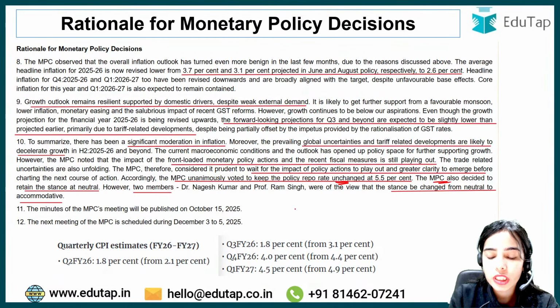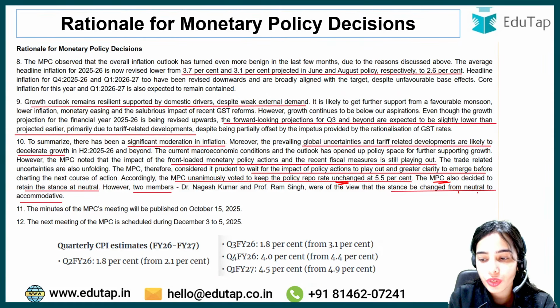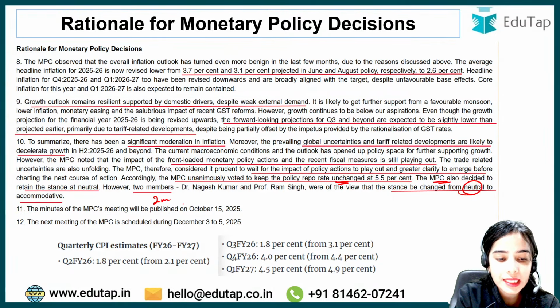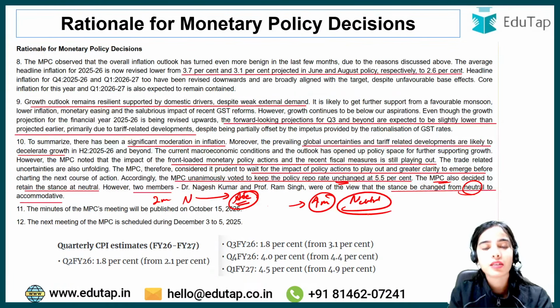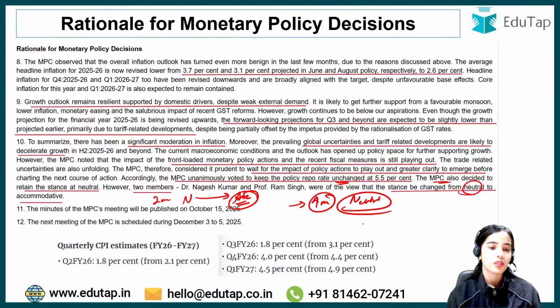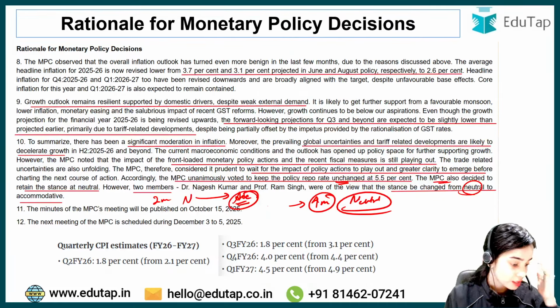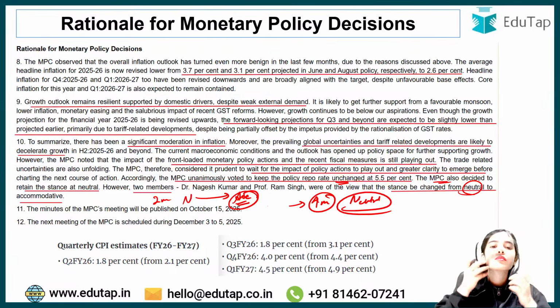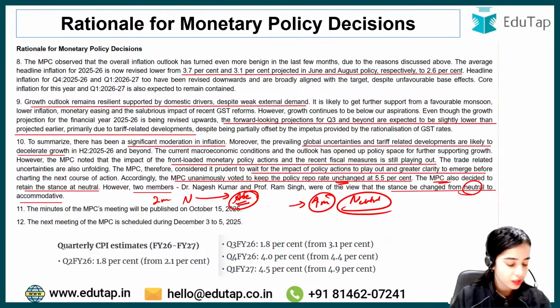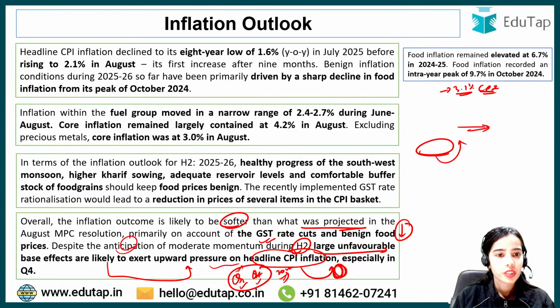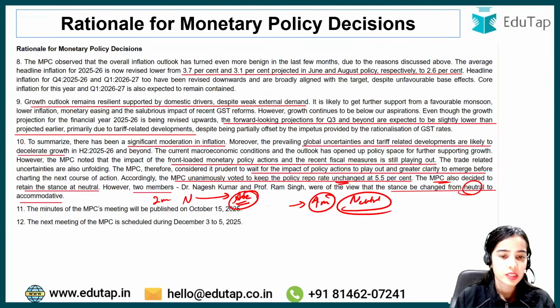The MPC has also decided to keep the stance neutral, but actually there were 2 members who said that the stance should be changed from neutral to accommodative. Okay, but the other 4 members said that the stance should be neutral only, and that's why the majority has decided that the stance is going to be neutral. Any confusion anyone has? So this is the basic idea. I hope this is clear.